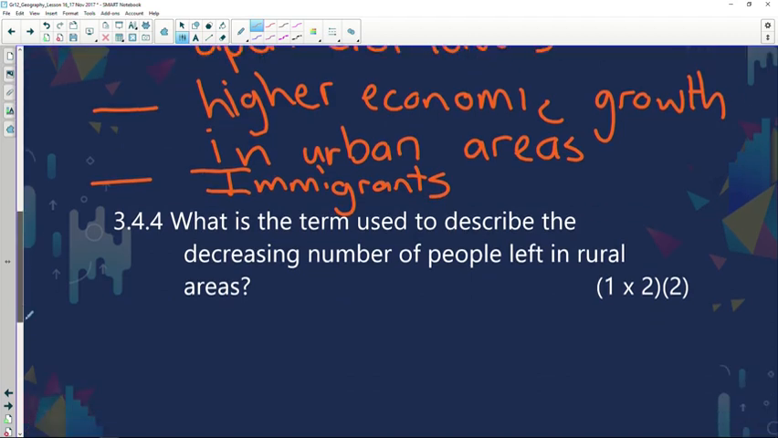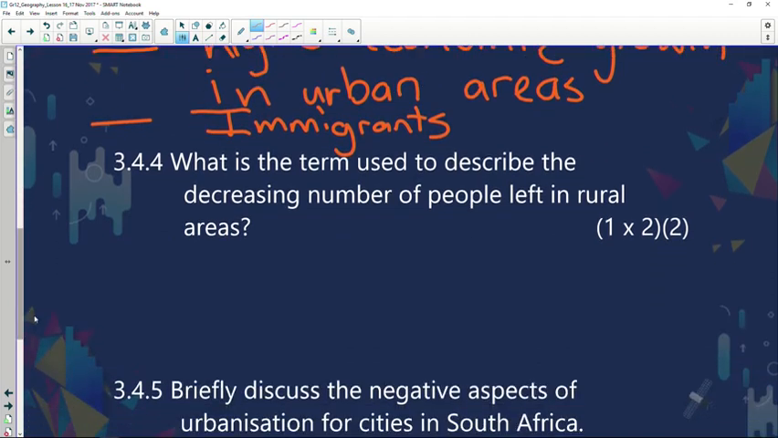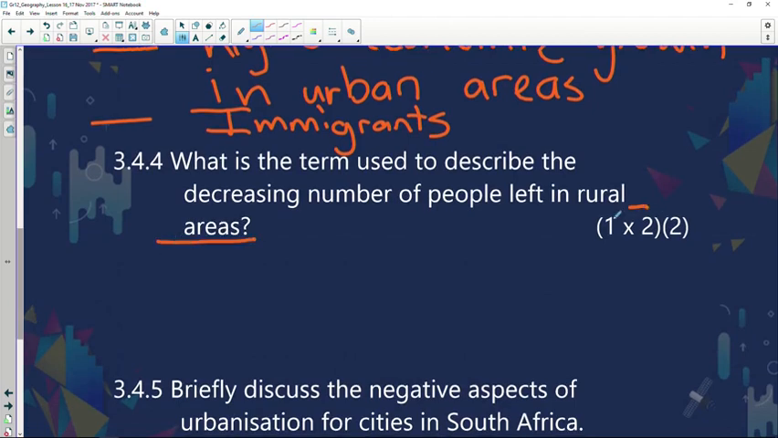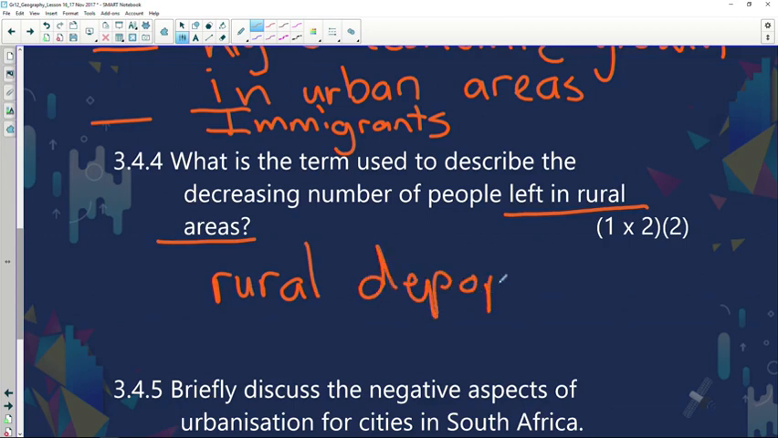Now, what is the term used to describe the decreasing number of people left in rural areas? Now, we talked about rural-urban migration, but this is rural depopulation. Basically what happens, there's less and less people left in the rural areas because most of the people had migrated to the urban areas in search for a better quality of life.